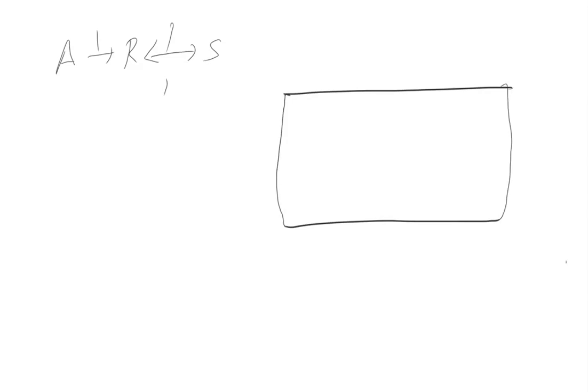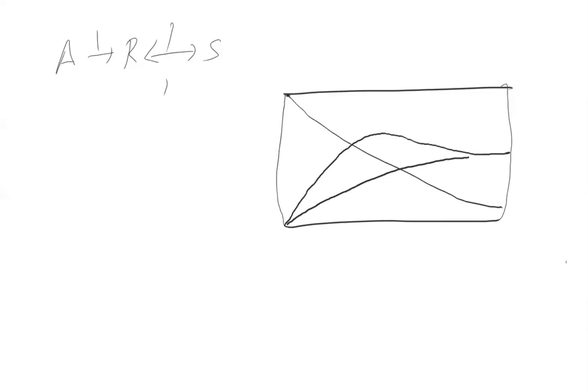Suppose, can you draw this one? 1, 1 and 1. Then here in this case, at equilibrium, R and S should be equal. So A will decrease something like this. R will increase and then slowly move like this. And then S will be something like this. This is R, S, and this is A.